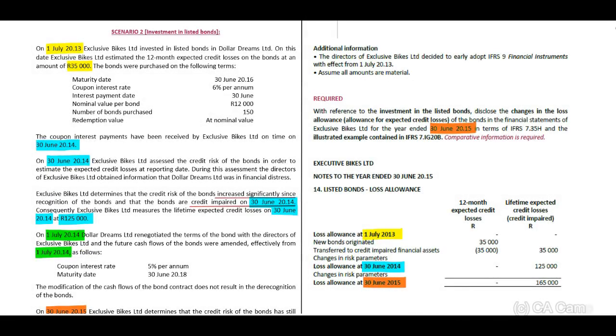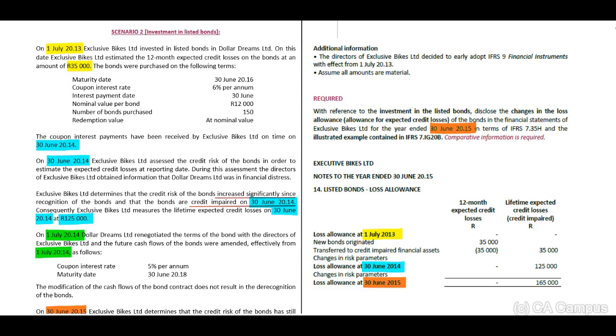Scenario 2, investment in listed bonds. You will identify on the left-hand side our question information, and on the right-hand side our requirement as well as the solution. Now, why do I include everything on one page or on one screen? I want you to be able to link the solution to the information provided in the question. Let's read through the information.